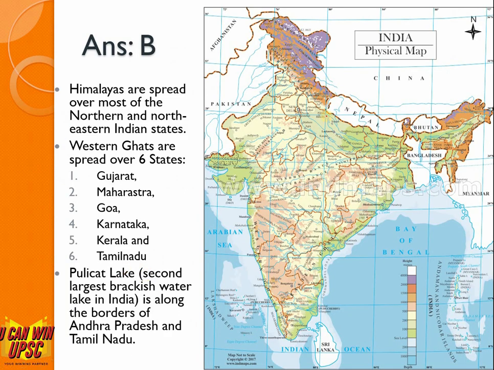See, let's check the map. Himalayas: Jammu and Kashmir, Himachal Pradesh, Uttarakhand, Sikkim, here Arunachal Pradesh, Assam. So yes, it covers more than 5 states, and Western Ghats are spread over 6 states: Gujarat, Maharashtra, Goa, Karnataka, Kerala, and Tamil Nadu. Pulicat Lake, the second largest brackish water lake in India. The first is Chilka, and it is on the border of Andhra Pradesh and Tamil Nadu.